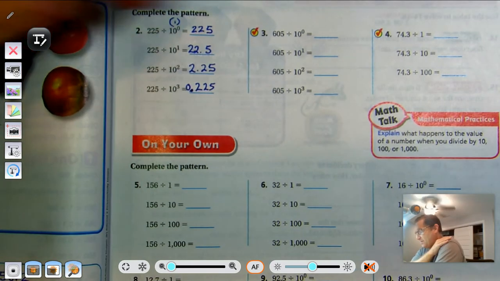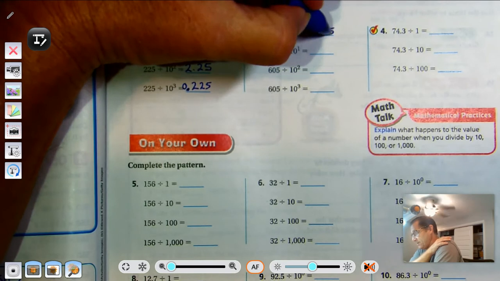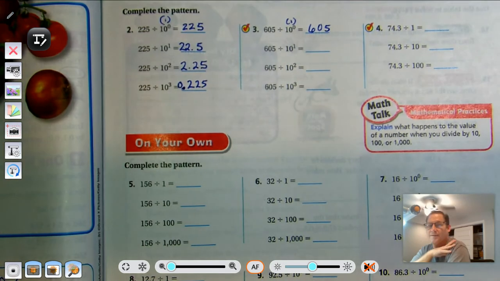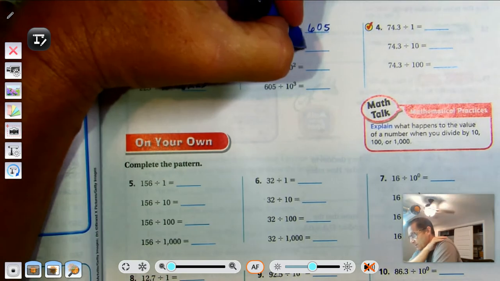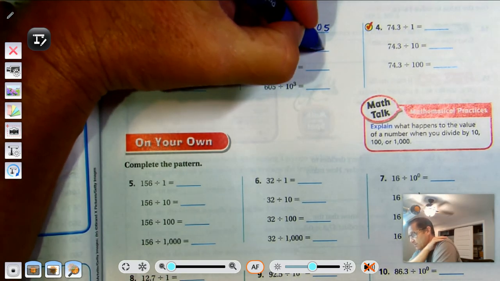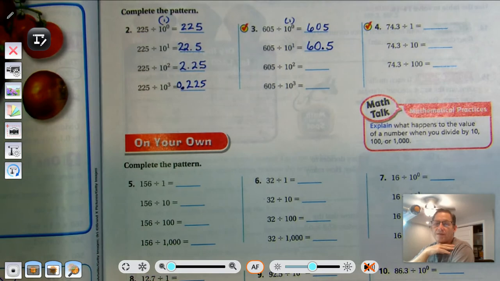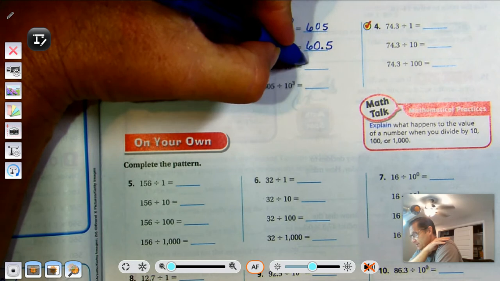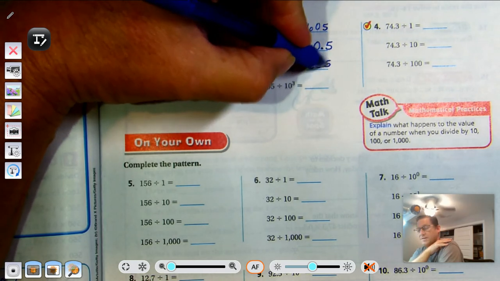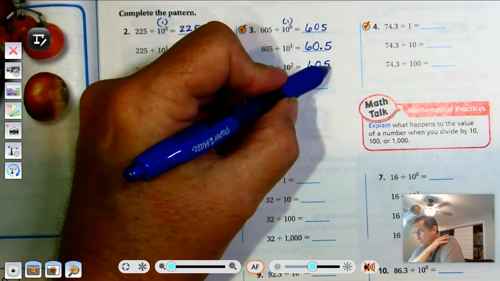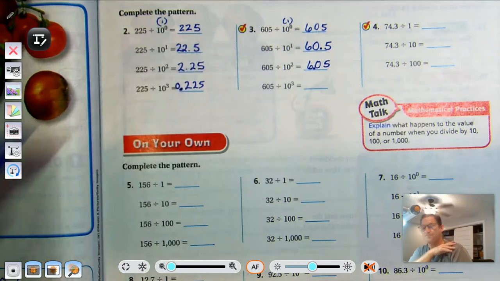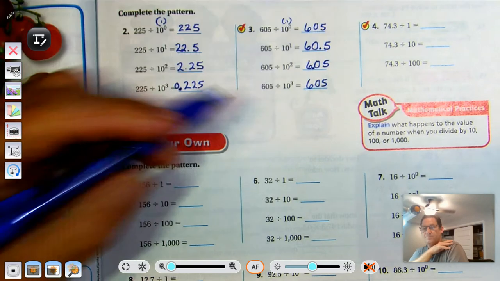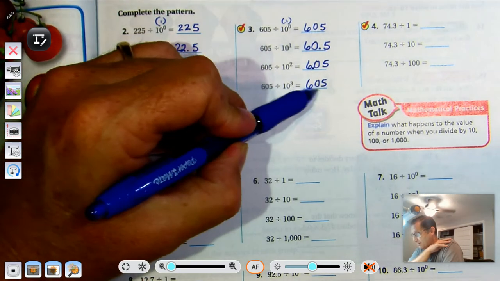605 divided by 10 to the 0, that's just 605, because 10 to the 0 is 1. 605 divided by 10 to the first, move the decimal point one place to the left. 605 divided by 10 to the second, move the decimal point 2 places to the left. 605 divided by 10 to the third, move the decimal point 3 places to the left.